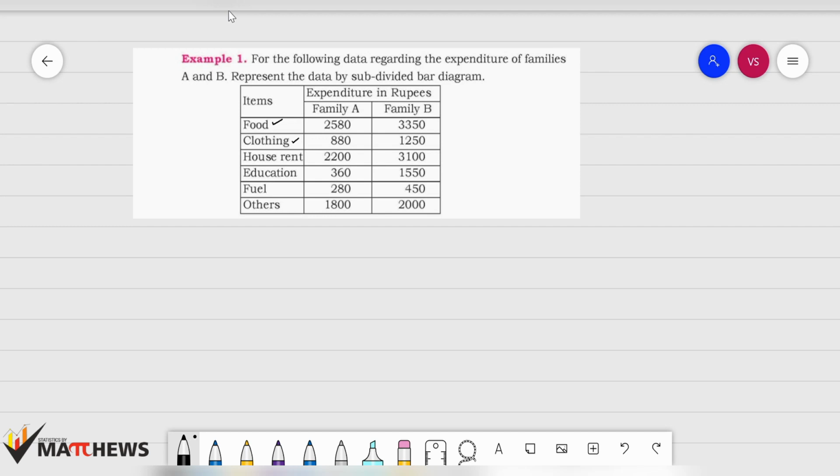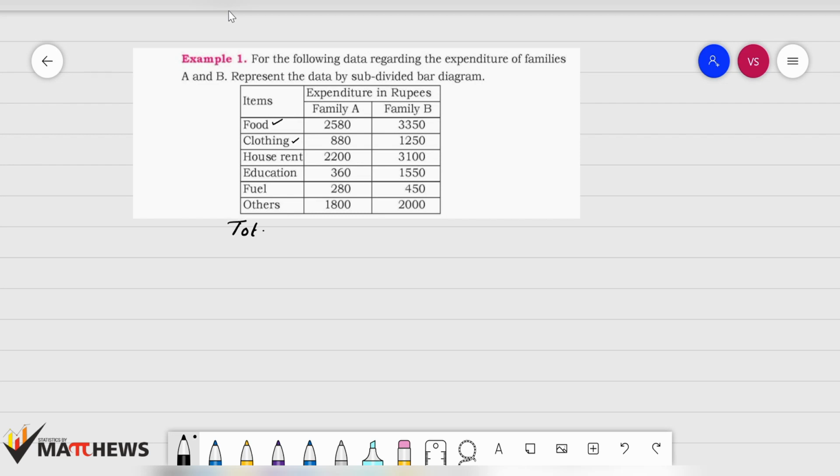What we need to do is, for family A, draw one bar of the total expenditure, students. The length of the bar should represent the total expenditure, and that length should be divided into food, clothing, house rent. These are what we call components, students. I hope you are following what I said. So first, let's see the total. What will be the total of these items?